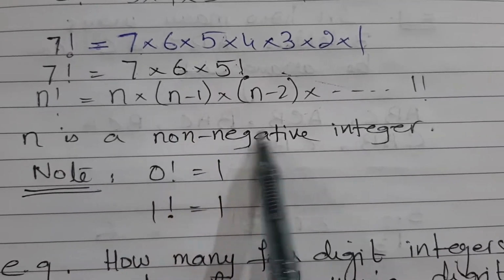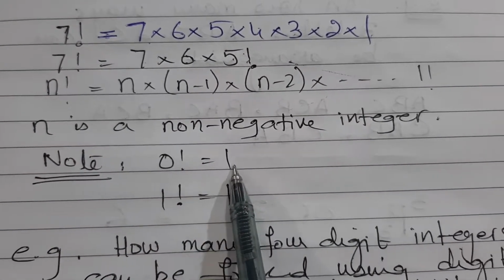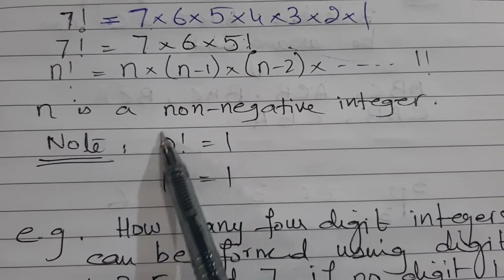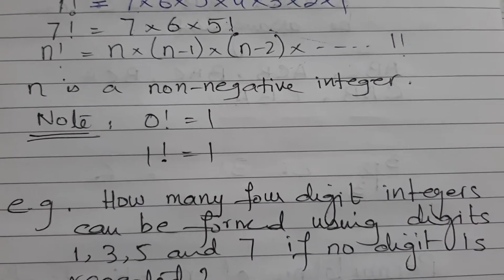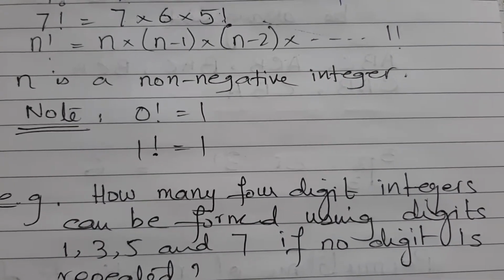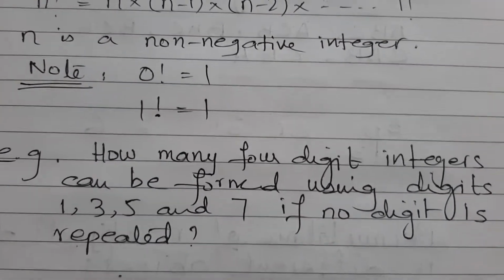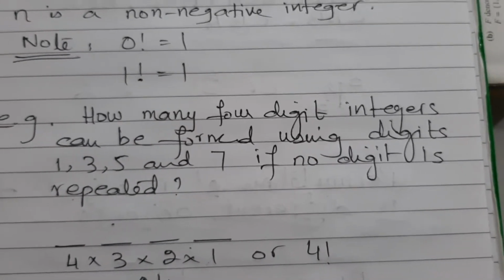So what is n? N is a non-negative integer. Remember one thing, 0 factorial is 1 and 1 factorial is 1. I'm not going into the proof of this, but if you search on YouTube why 0 factorial is 1 and why 1 factorial is 1, there are very good examples and explanations. So you can check it from there if you have an inquiring mind.